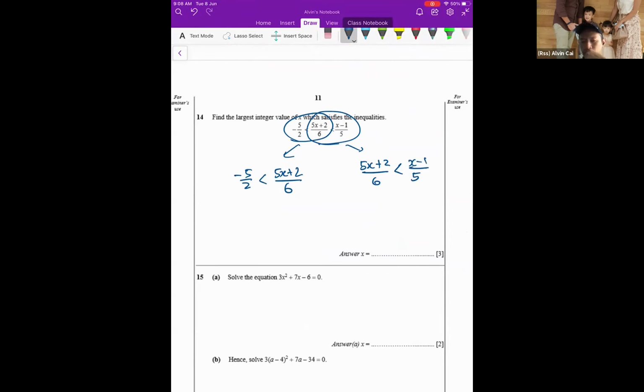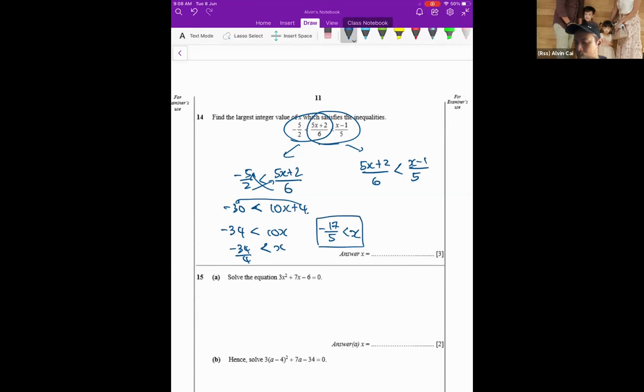Once we have this, we just need to cross multiply. So minus 30, then this 10x plus 4. Then we do the expansion. After that, we bring the 4 over. So it's minus 34 is 10x. It's minus 34 divided by 10, so x must be greater than minus 17 over 5.